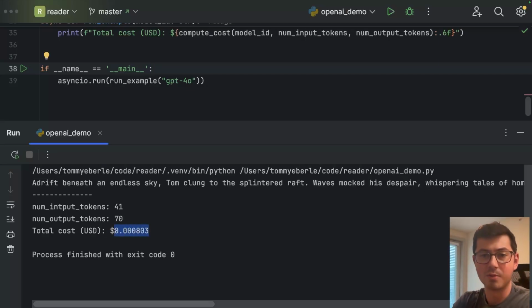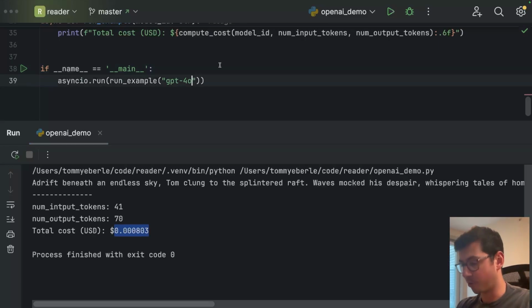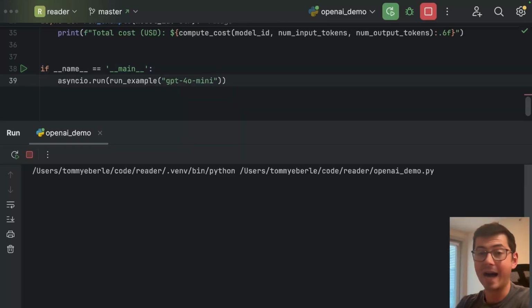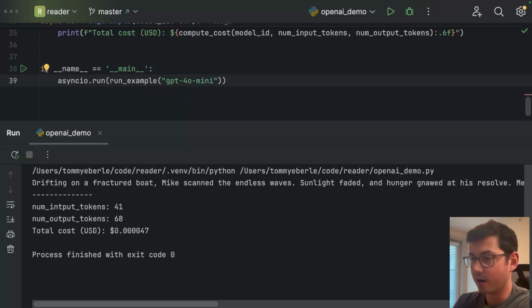This was a pretty small prompt, and I just did one. Based on these numbers, if we do 4.0 mini, it should be a lot cheaper. Yeah, this is significantly cheaper. Again, more than 10x cheaper. It should become clear how the $20 a month could be profitable for OpenAI, or at least they're not hemorrhaging money on a price point like that.